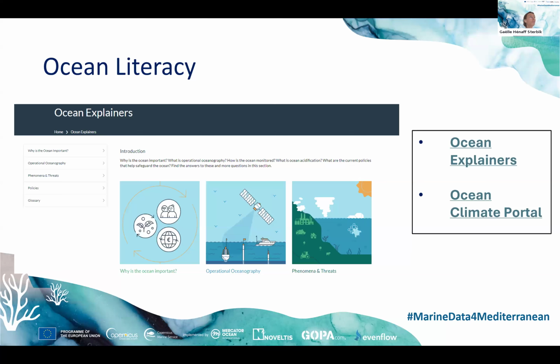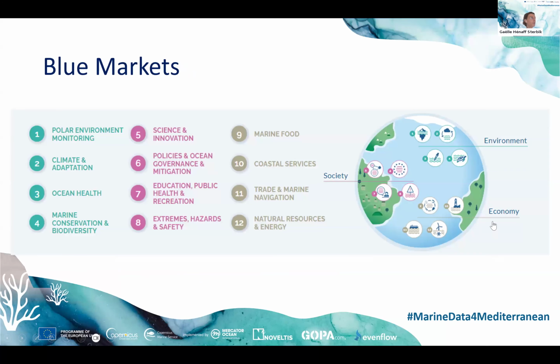To make sure that the information gets to everyone, we do that by creating 2 pages on the website called the Ocean Explainers and the Ocean Climate Portal, where we explain some oceanographic concepts or current threats that the ocean is facing. And yeah, we try to explain it to everyone to make it accessible to the most people.